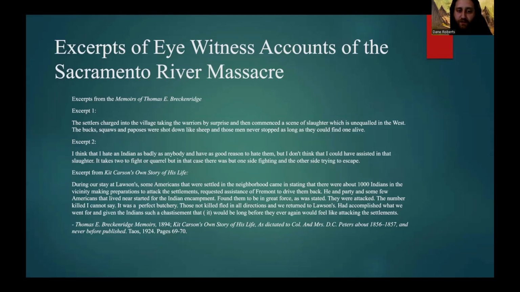And then the second excerpt reads, "I think that I hate an Indian as badly as anybody and have as good a reason to hate them. But I do not think that I could have assisted in the slaughter. It takes two to fight or quarrel. But in that case, there was but one side fighting and the other side trying to escape."